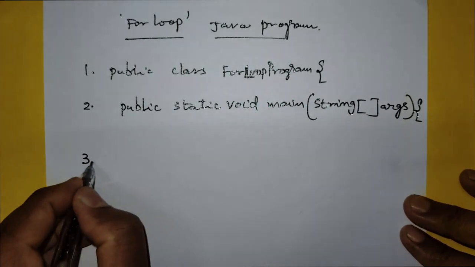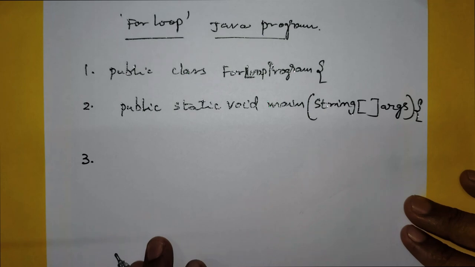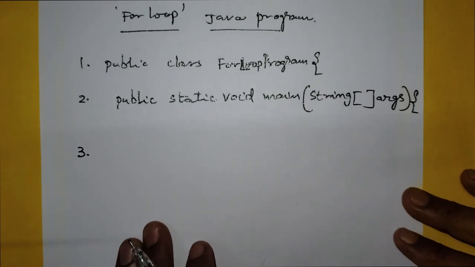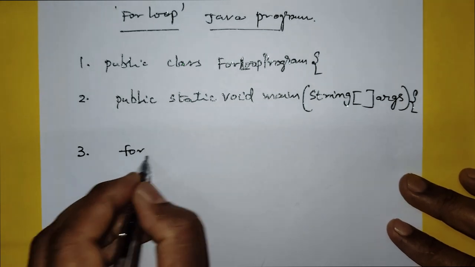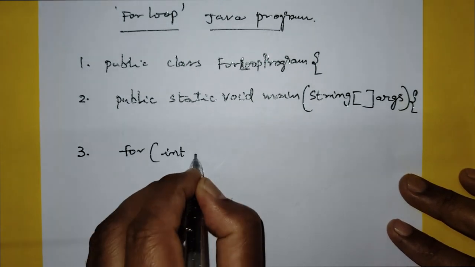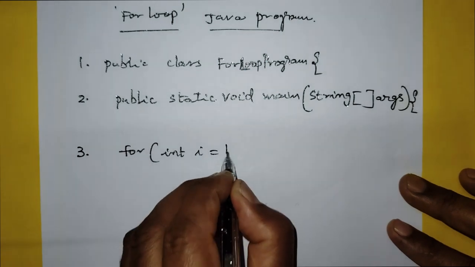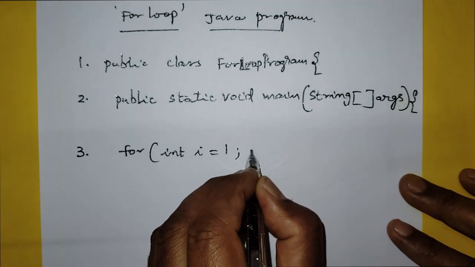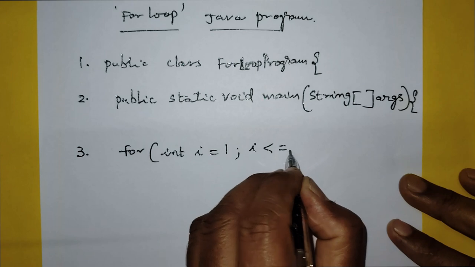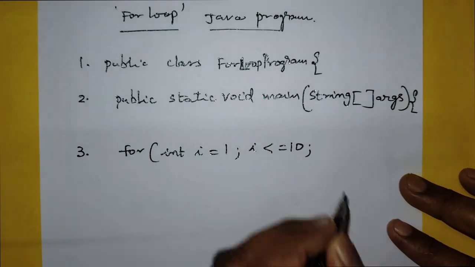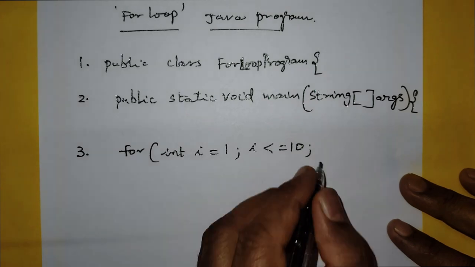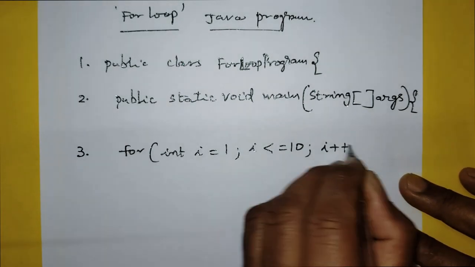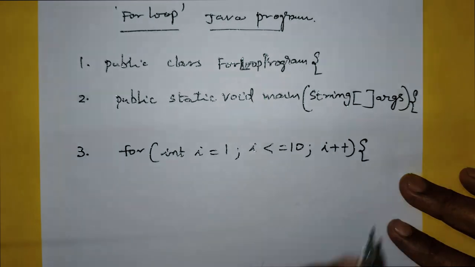The third step is we have to write the for loop step. What is the for loop step? For int i equal to 1 and i is less than or equal to 10, because we are going to print 1 to 10 numbers by using for loop, and i plus plus. Again the curly brace begins for the for loop.